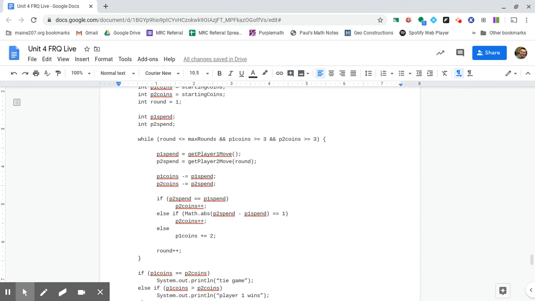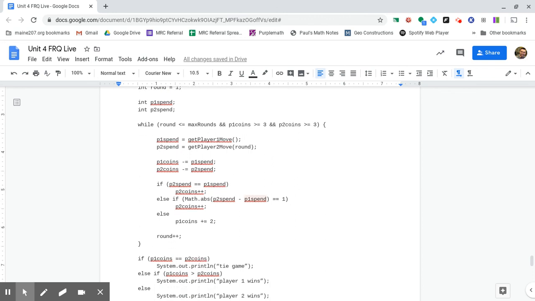So there it is. That is part B of question 2 from our Unit 4 free response progress check.